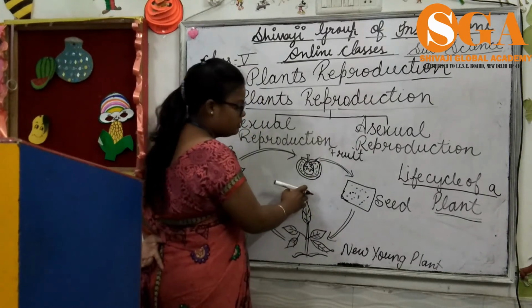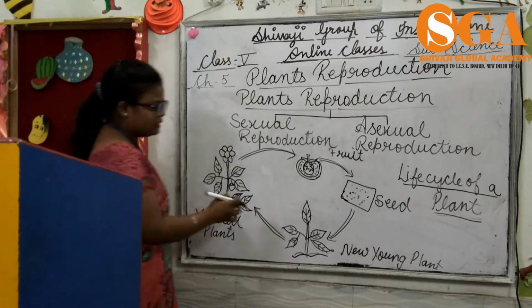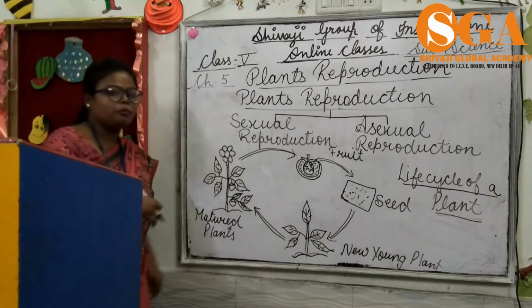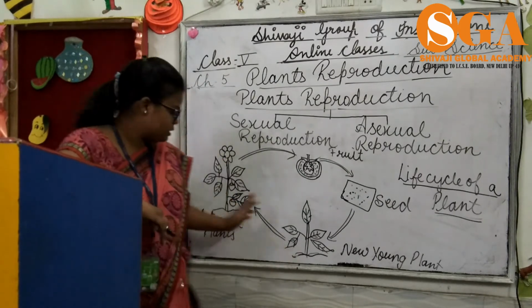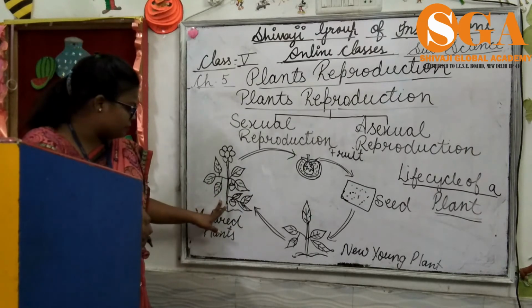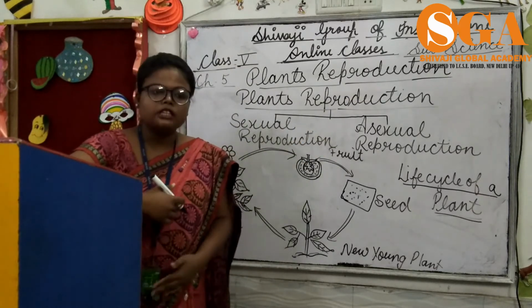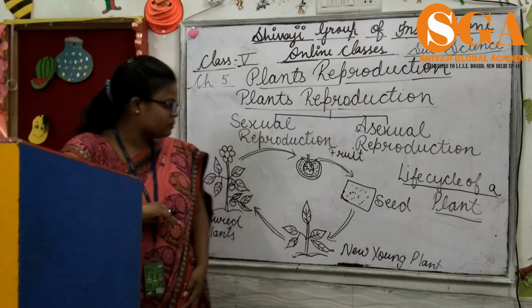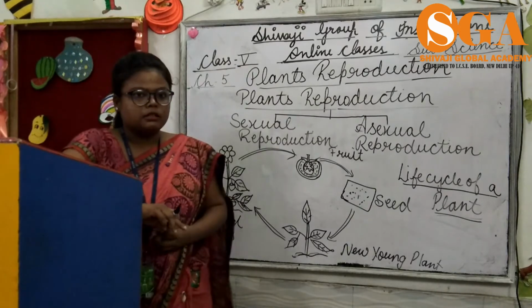After this, the process repeats. That means, again we take the seeds and put them in the ground, and after that a new young plant is there. After some time, this new young plant becomes a matured plant. After the matured plant, fruit is coming, and this process comes again. So that is the complete process of the life cycle of a plant.